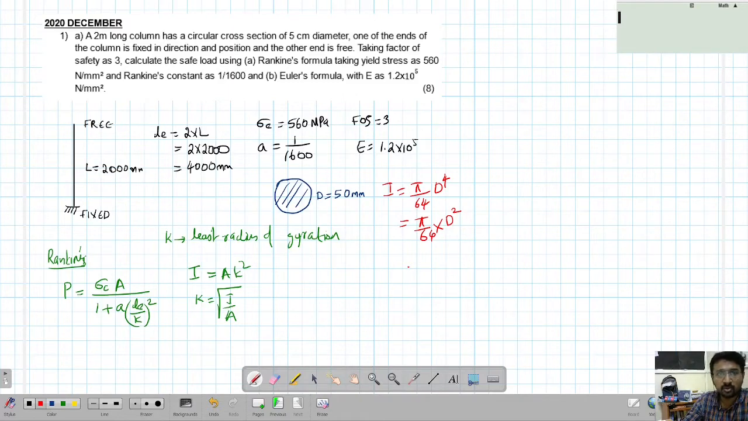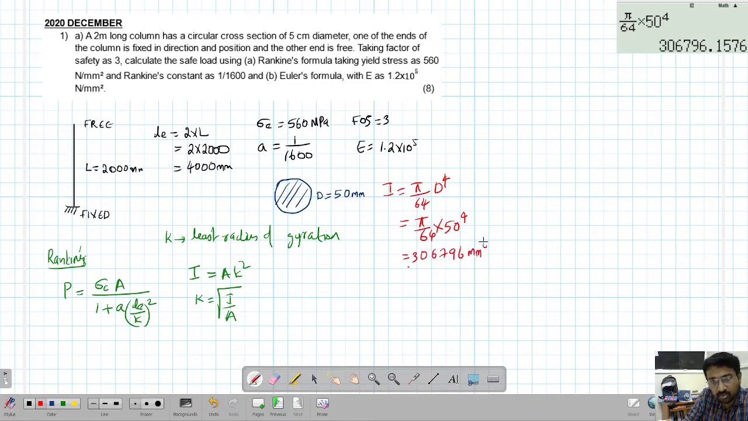So it is pi by 64 times the value of d, which is 50, to the power 4. I should have written the value of d here, I'm sorry. So this comes out to be 306796 mm to the power 4.